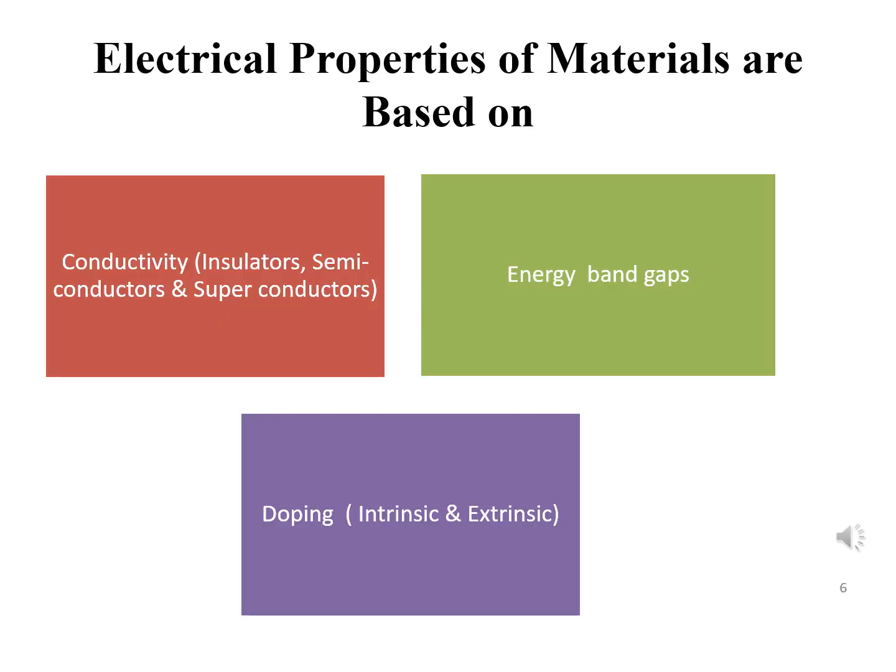When we discuss electrical properties of materials, I have told you that there are three types on the basis of conductivity, that are insulators, conductors, and semiconductors, and another type that we will further discuss is the superconductors. Another important thing that we will discuss is energy band gaps. And a further thing that we will discuss in semiconductors is doping, and that could be intrinsic and extrinsic doping.